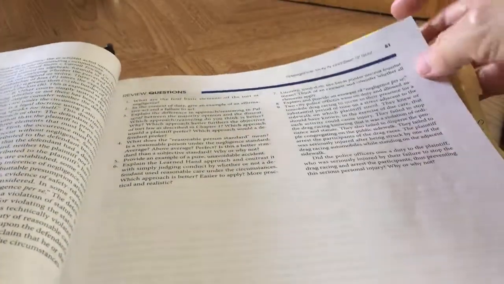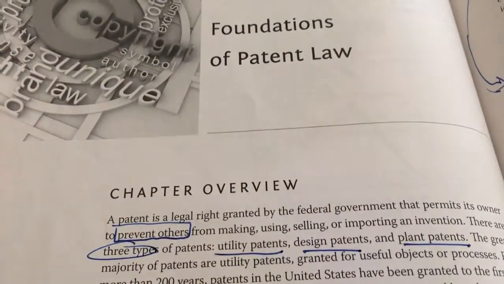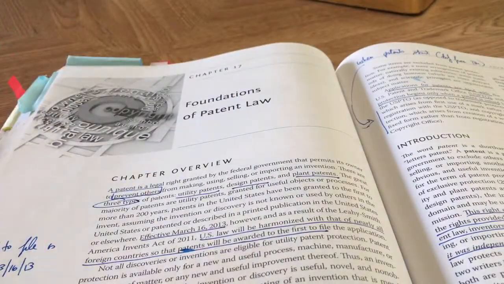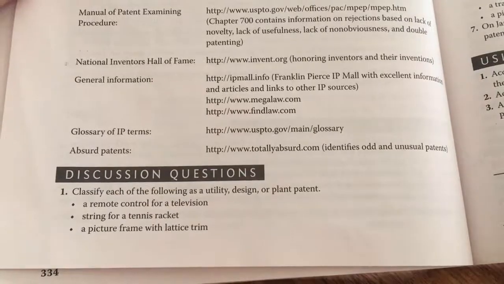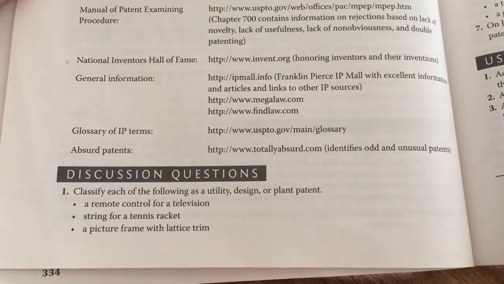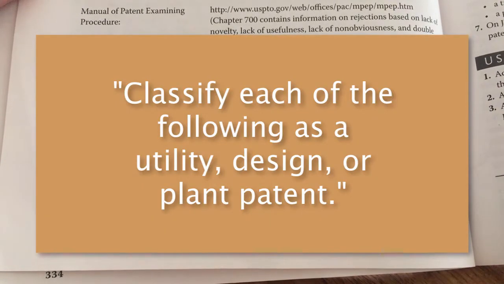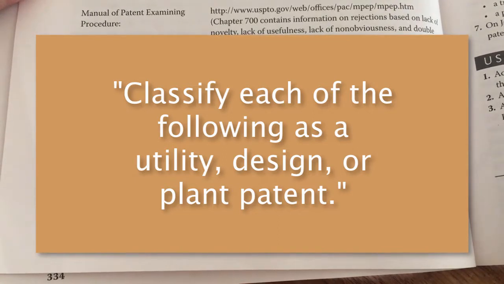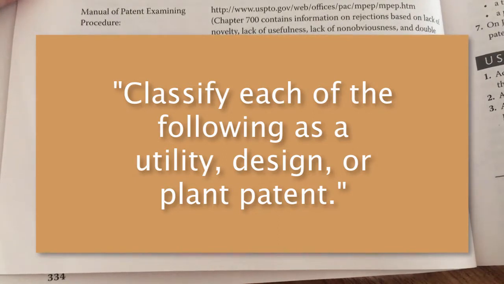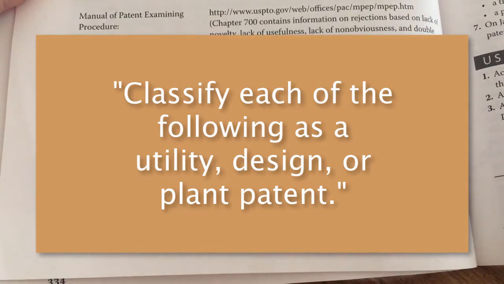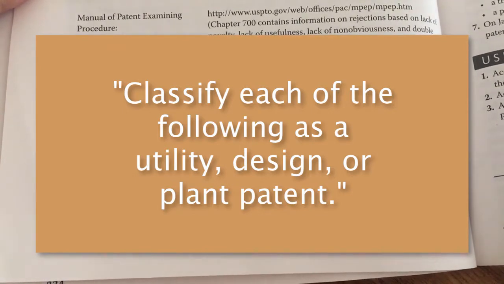Now I'm taking a look at the intellectual property textbook. I'm going to be looking at Chapter 17, Foundation of Patents Law, but again, I'm going to take a look at the questions first. And I see that the discussion questions include, classify each of the following as a utility, design, or plant patent. So before I've even started the chapter, I already know that there's 3 different types of patents, and I'm going to be looking at the distinguishing marks for each of them.